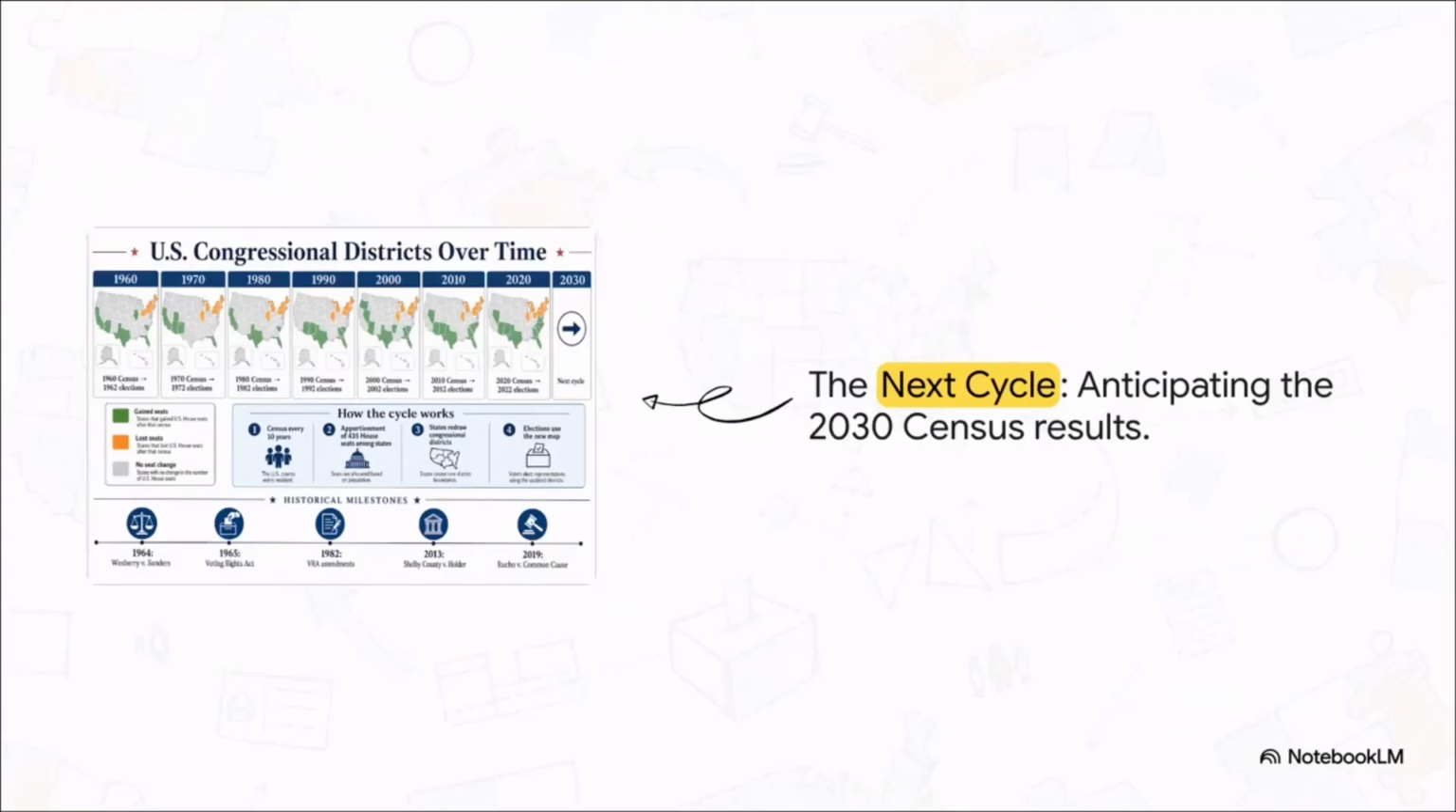Check out that blank space on the map labeled 2030 with the bold arrow pointing to the next cycle. It's a pretty stark visual reminder that this 4-step engine literally never stops. The population is shifting as we speak. The data for the next massive reapportionment is actively being generated right now, day by day, just waiting for the 2030 census to capture it and trigger the whole domino effect all over again.